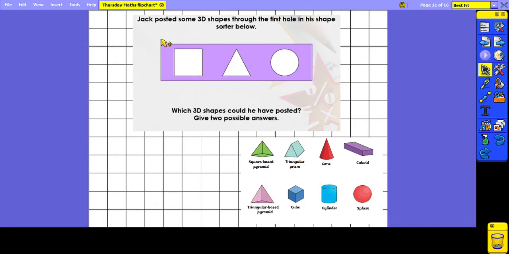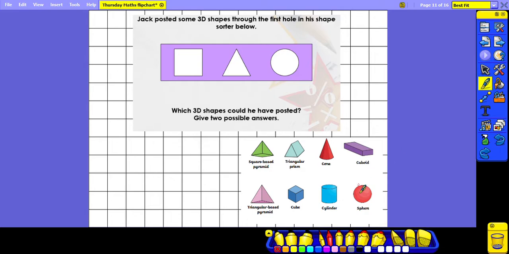For this question then, Jack posted some 3D shapes through the first hole of his shape sorter below. So this is a shape sorter and he has posted some 3D shapes through this hole. Which 3D shapes could he have posted? Give 2 possible answers.